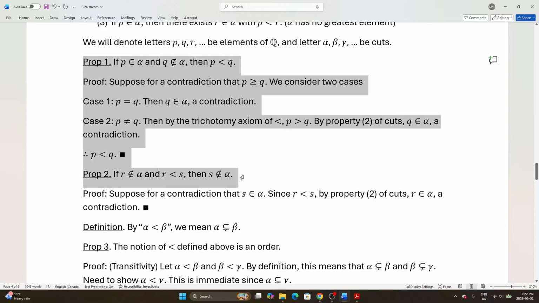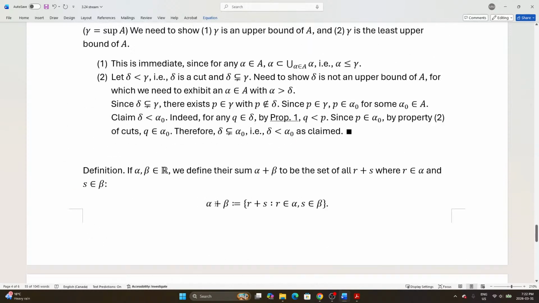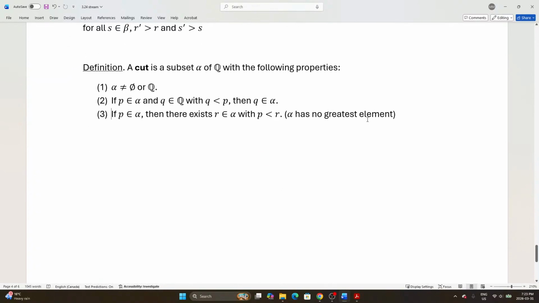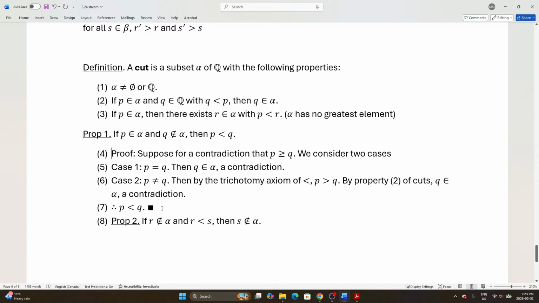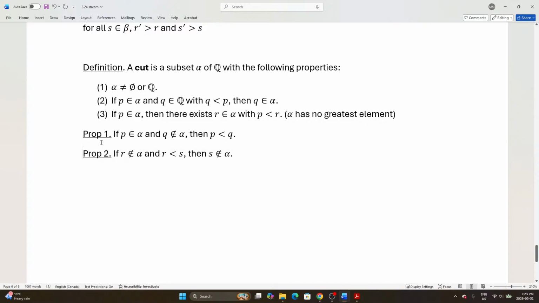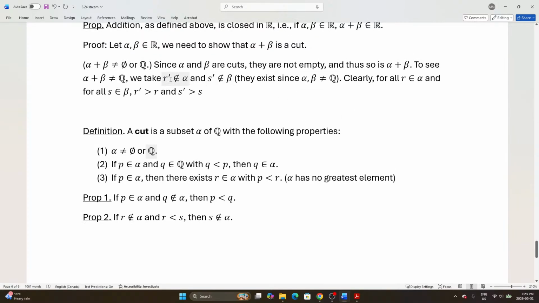Actually, you know what? I'll take these two down because they're quite helpful, as our experience showed in the last stream. These two were immediate from the definition of the cut, but they turned out to be quite useful. So here we're assuming R prime is not in alpha and S prime is not in beta, and so we have the ideal setup for proposition 1. R prime is greater than all the R's in alpha, and S prime is greater than all the S in beta, and thus we can use the properties of inequalities between rationals.